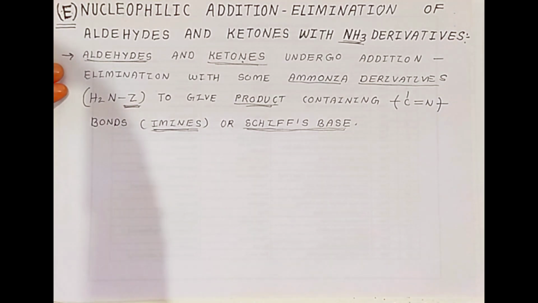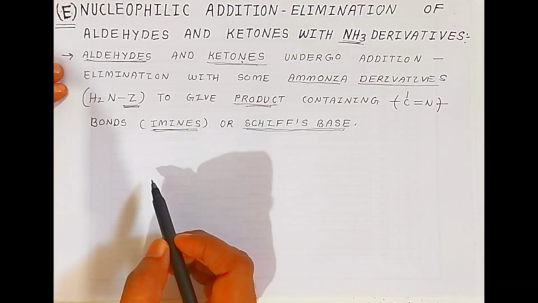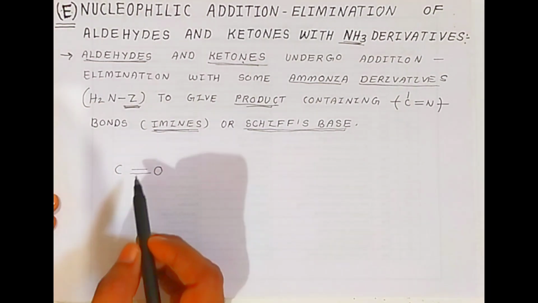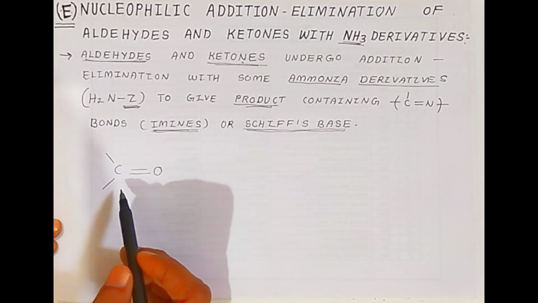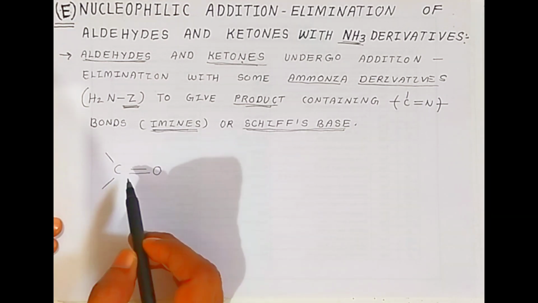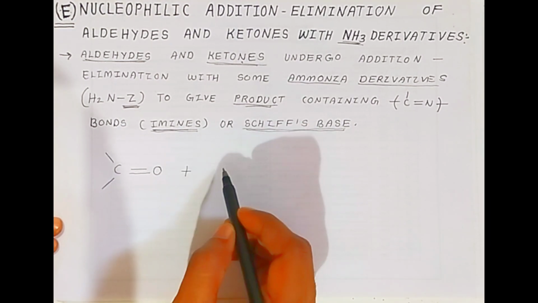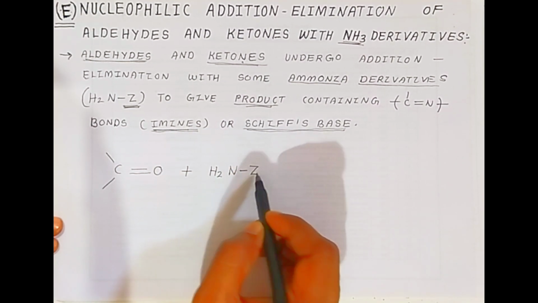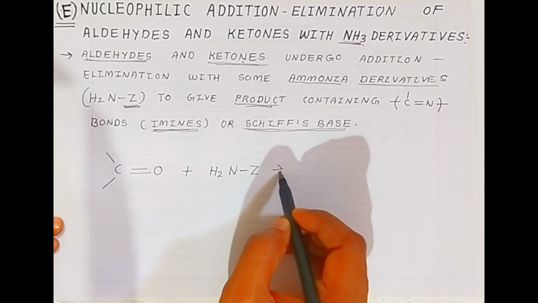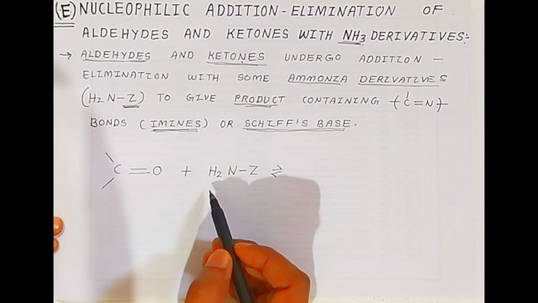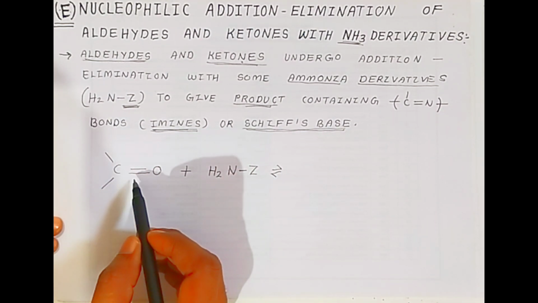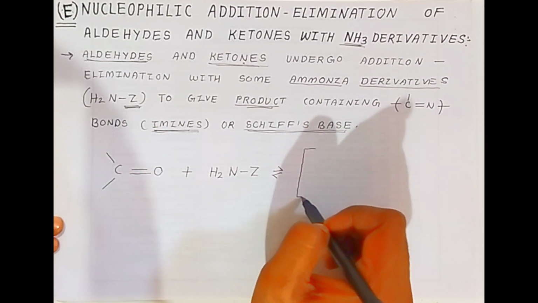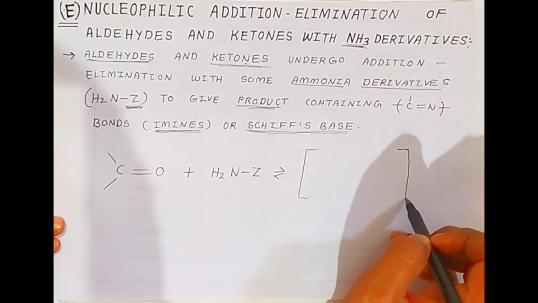Now in general, students, I am writing aldehyde and ketone, that is the carbonyl. Carbon with a double bond to oxygen is called a carbonyl. Now what happens, students: the oxygen of the carbonyl will react with the hydrogen of the ammonia derivative. First there will be a reversible reaction. That means these two reactants, the carbonyl and this ammonia derivative, will be added like this. Please pay attention.